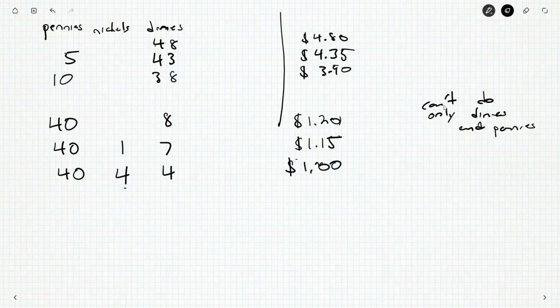Is there a way to maybe convert a little bit? That's something I'm thinking about, because I don't want to move on from pennies, nickels, and dimes and start considering things with quarters if there are other ways to do it with pennies, nickels, and dimes.